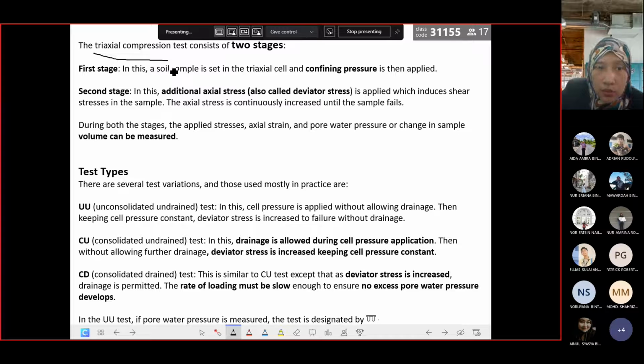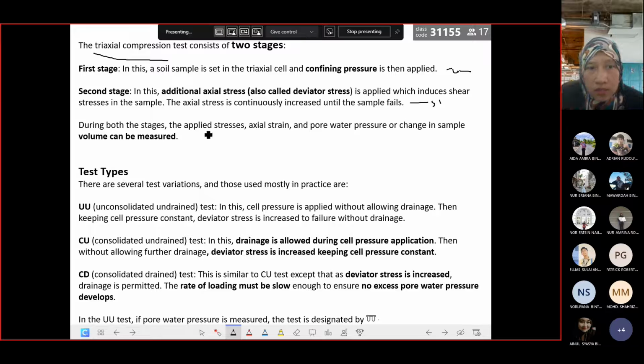Kalau kata triaxial compressions, for the first stage a sample is set in the triaxial cell and confining pressure is applied. Maknanya dalam keadaan awal tu kita hanya kenakan sigma 3 saja. And during the second stage, we apply additional axial stress, also known as deviatoric stress, which induces shear stresses in the sample. So the axial stress is continuously increased until the sample fails. So first stage ni kita boleh call as consolidation. Second stage ni kita boleh panggil shearing conditions.